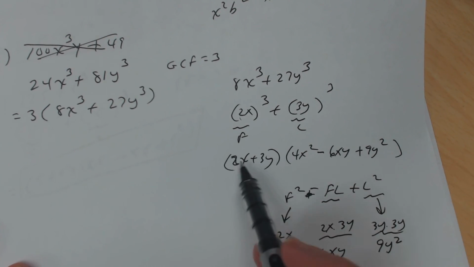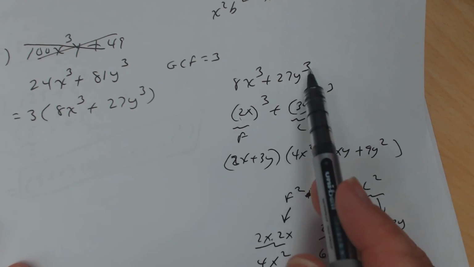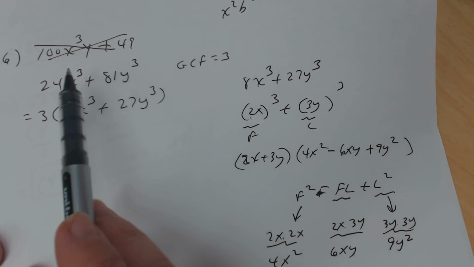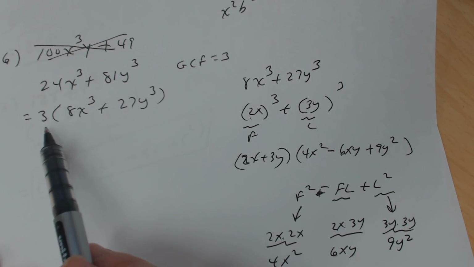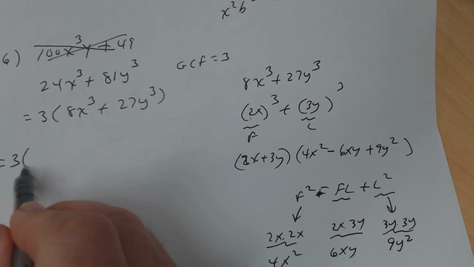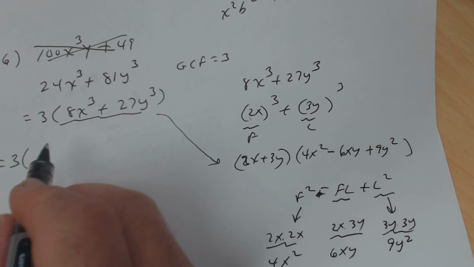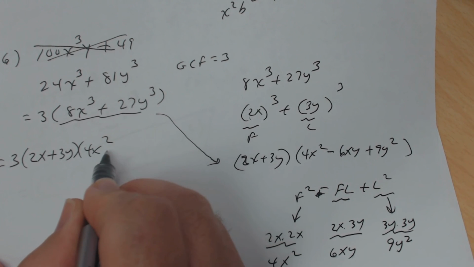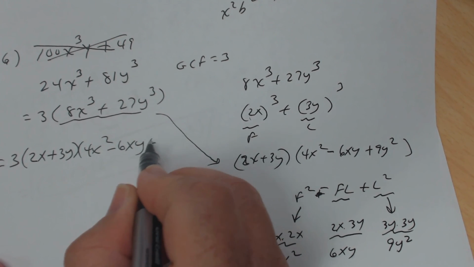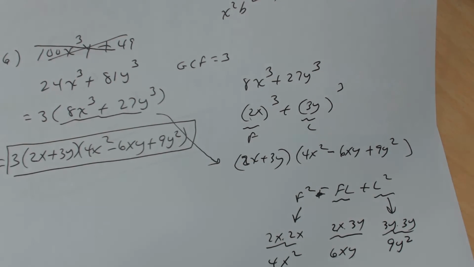And then remember, this binomial times this trinomial is the factorization for this. But remember, this was our problem right here. We had taken out a GCF of 3, so we have to put 3 in our answer. So I'm going to get 3 times 2x plus 3y times 4x squared minus 6xy plus 9y squared. And so there's your answer. All right, so that's going to be the end of this video.